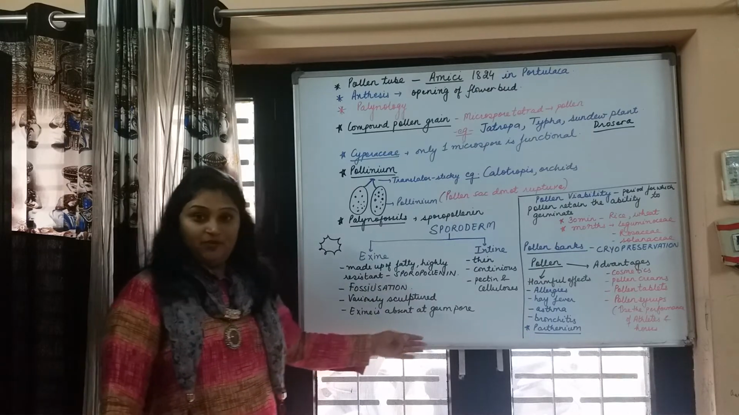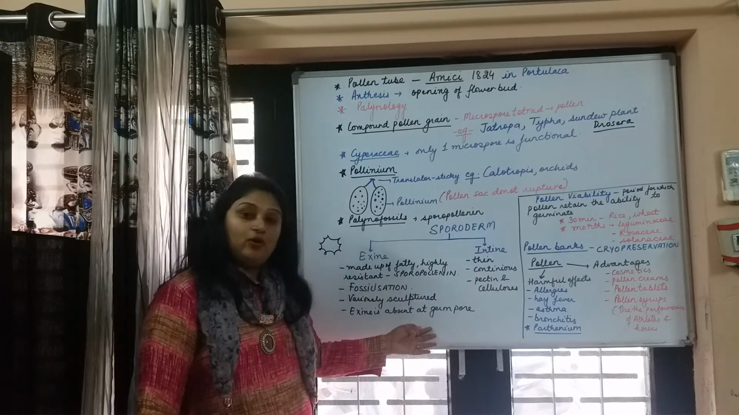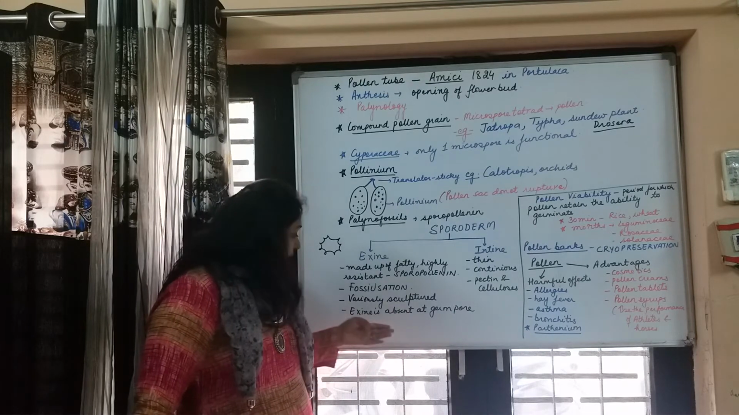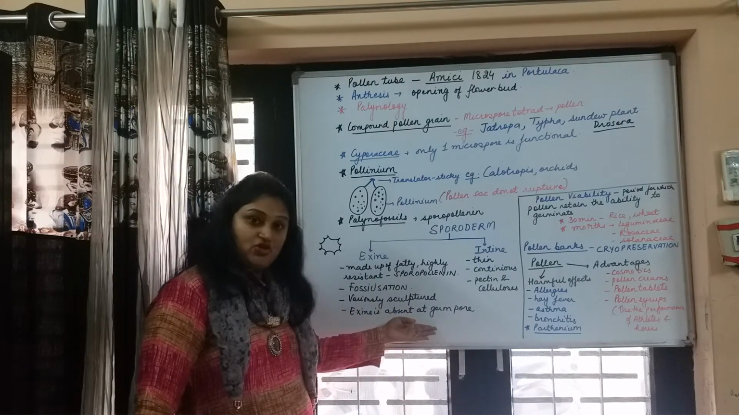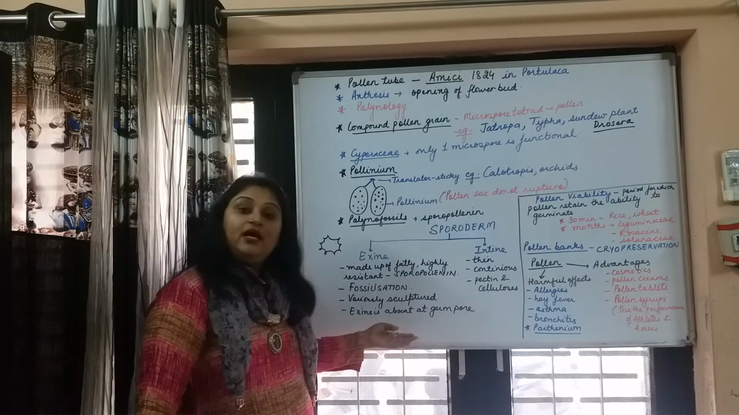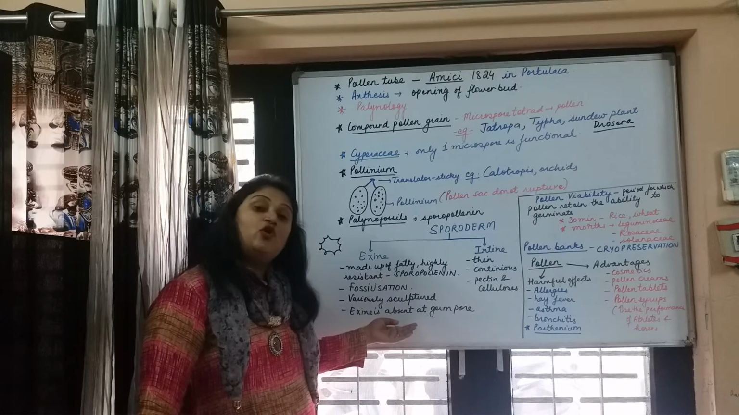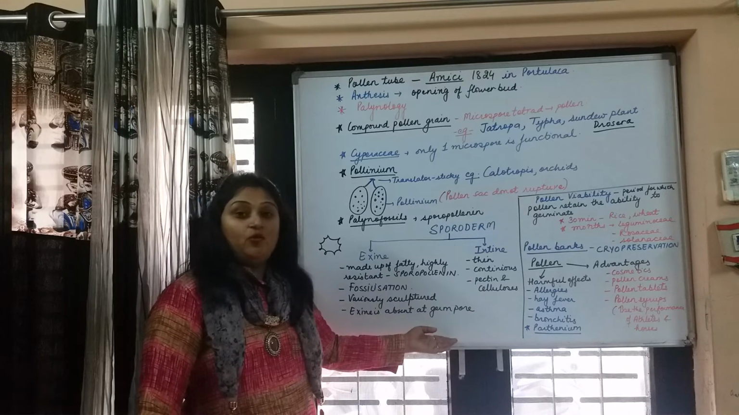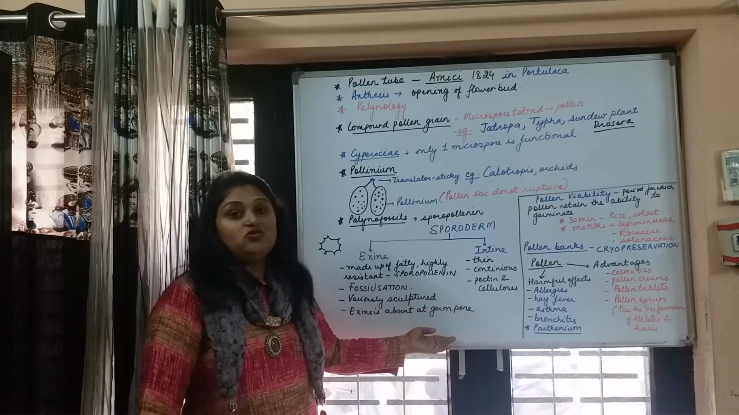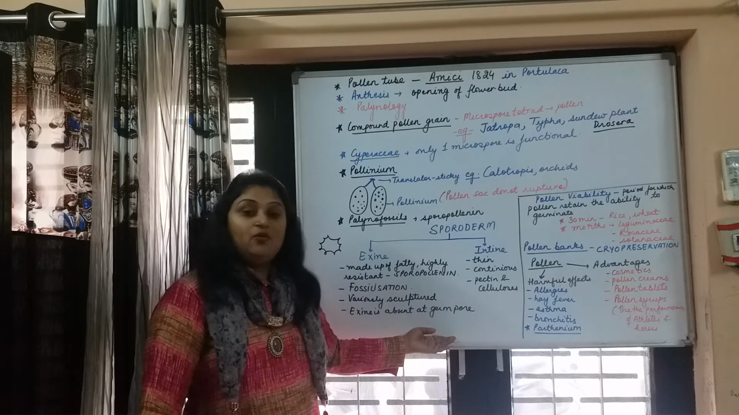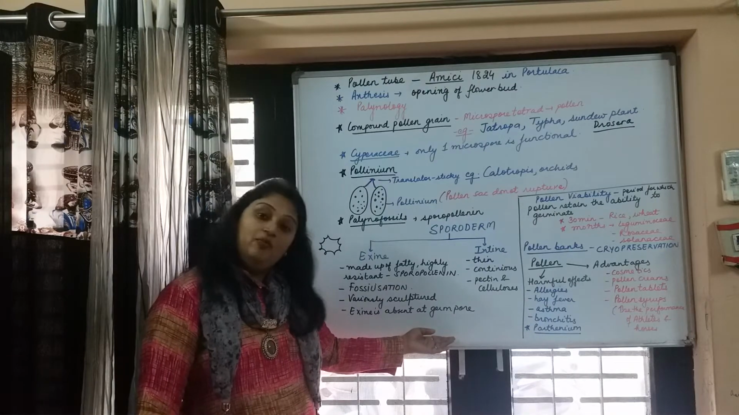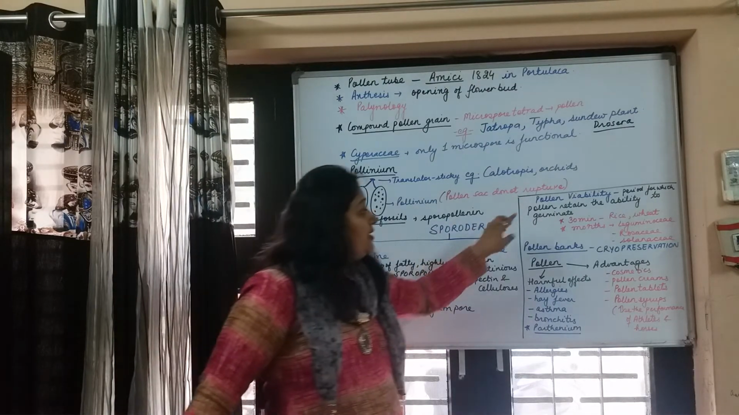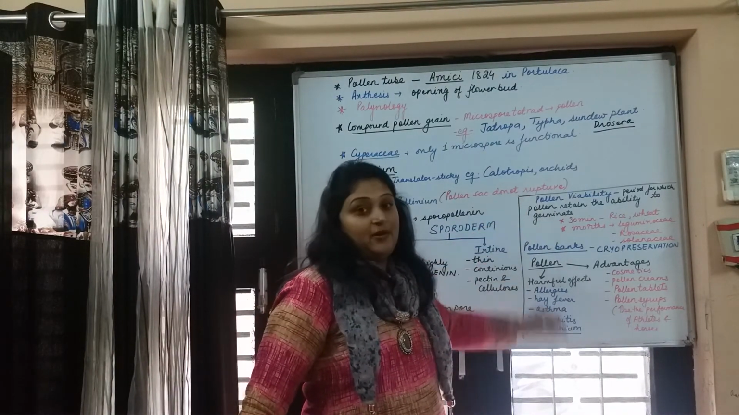We know the germ pore, I have already told you about the germ pore. At the germ pore position, exine is absent. If 3 germ pores are there, it is called tricolpate, a feature of a dicot. And if it is 1 germ pore, then it is called monocolpate, which is a feature of a monocot. Next term is pollen viability.